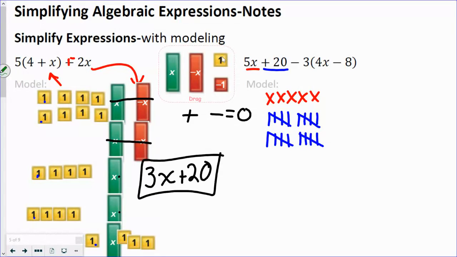Okay. Next, remember this is really a -3 that is being multiplied to both these terms. And that negative in front of the 3 means to do the opposite. So the opposite of having a positive 4x is a negative 4x. And then how many sets of those do I have? Well, I have 3 sets of them.